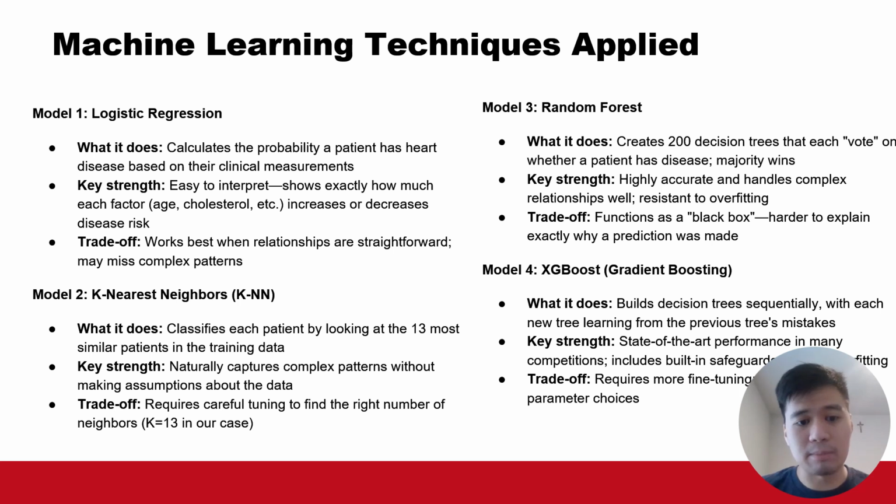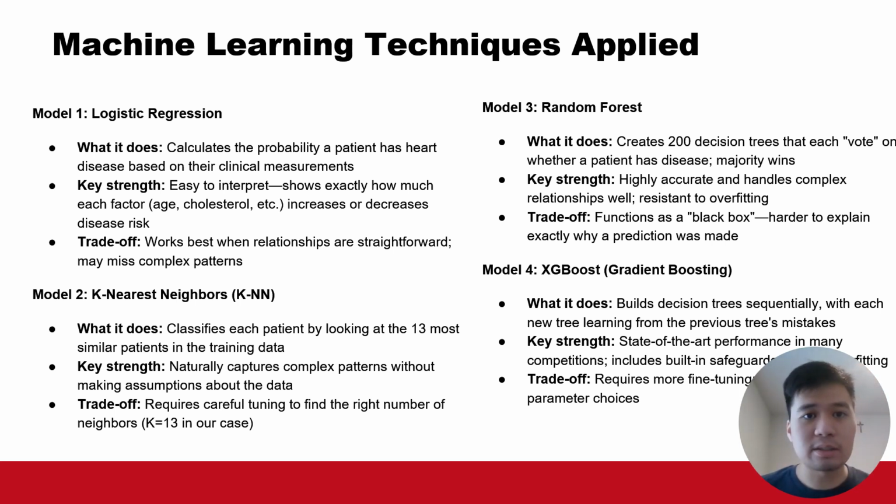Our next model is K nearest neighbors, or KNN. This algorithm classifies each patient by looking at the 13 most similar patients in the training data. The key strength here is that it naturally captures complex patterns without making any assumptions about the underlying data distribution. The trade-off is that it requires careful tuning to find the right number of neighbors. In my case, I tested values from 1 to 29, and I found that k equals 13 gave the best performance, which I'll show more later in the appendix.